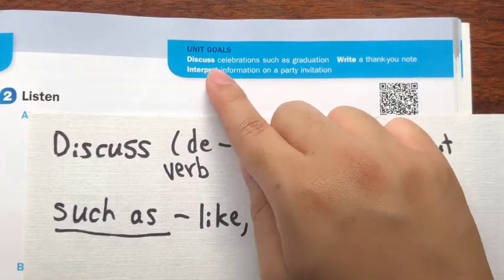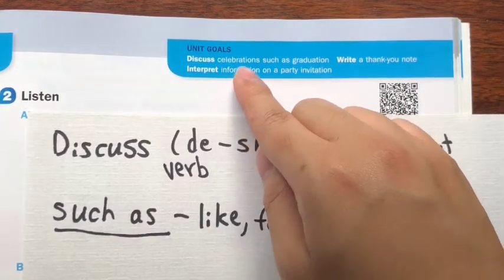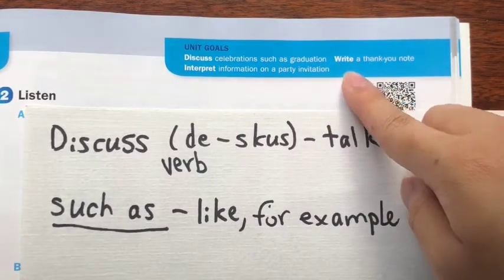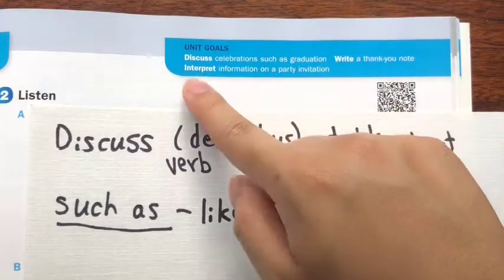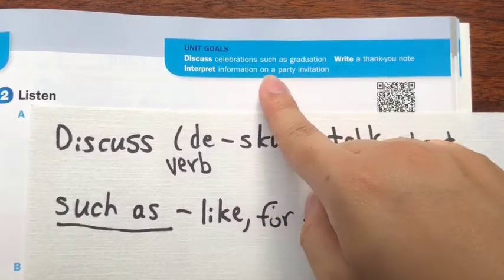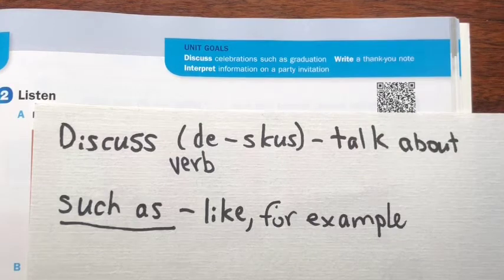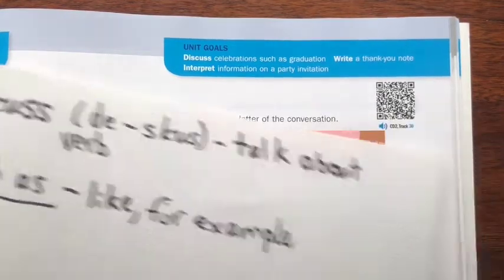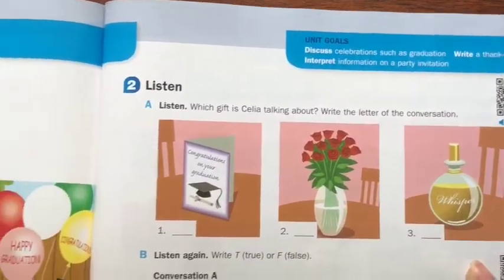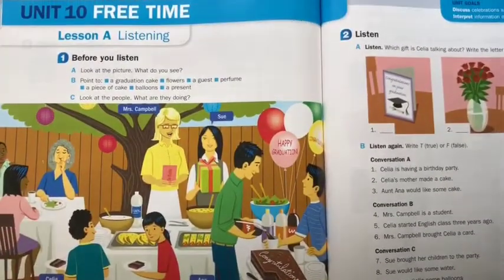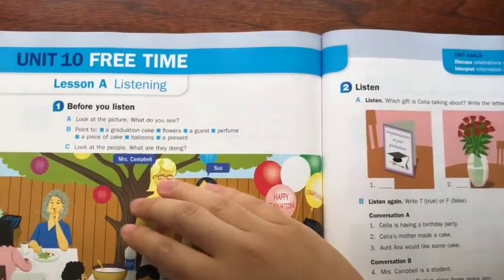So the goal for this unit is to discuss celebrations like graduation, write a thank you note, interpret information on a party invitation. Okay, so there's a lot of parties in this episode, but we cannot have a party. I'm sorry. Okay, so let's see. Let's look at some vocabulary words.